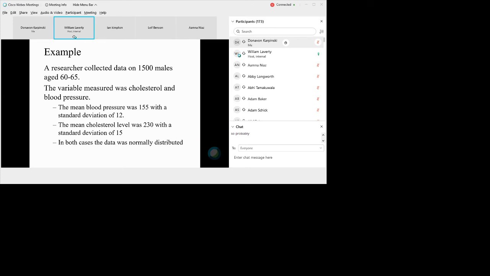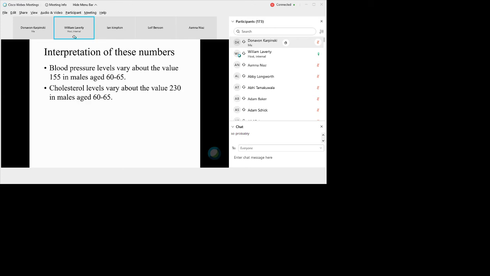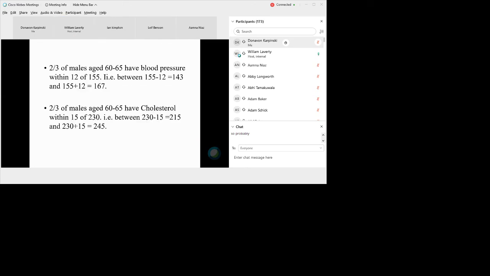Suppose that the data is normally distributed. Then you can interpret those numbers. 2/3 of males aged 60 to 65 will be within one standard deviation of the mean 155. So that'd be 155 minus 12 to 155 plus 12, 143 to 167.